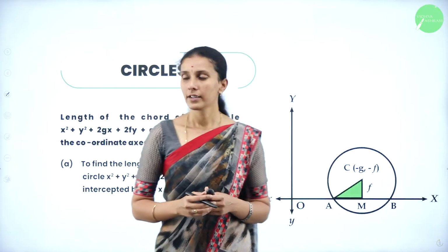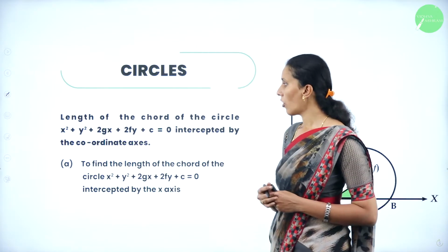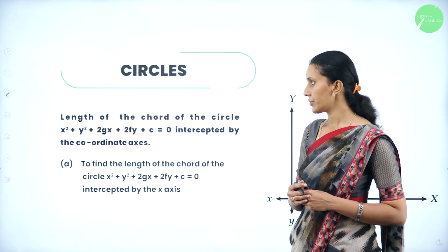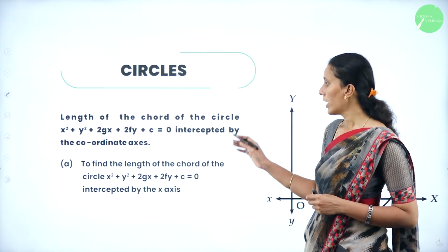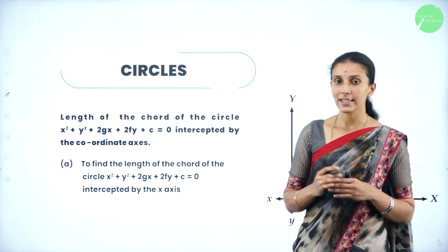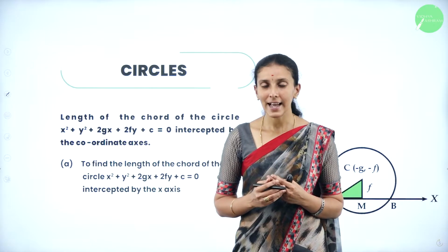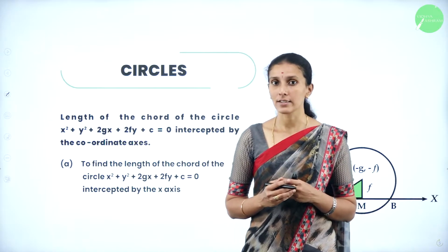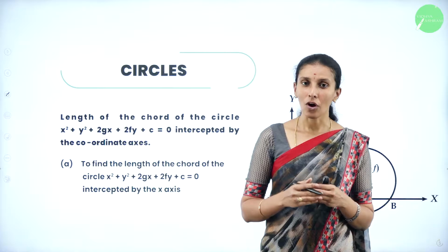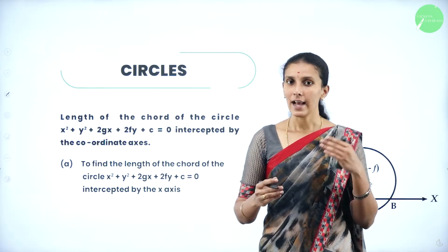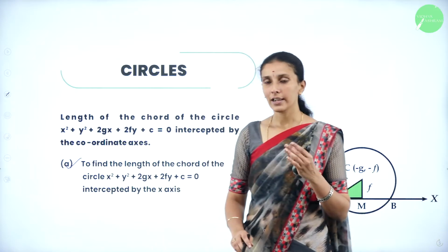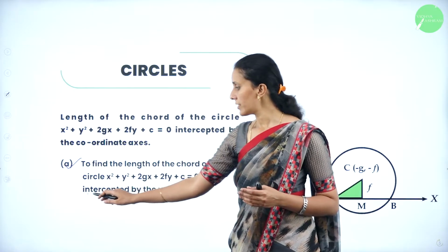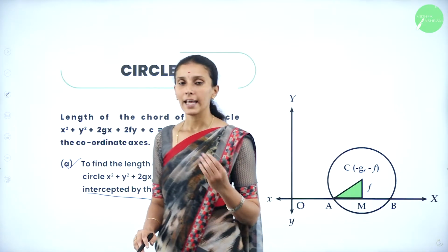So first we have the length of the chord of the circle x square plus y square plus 2gx plus 2fy plus c is equal to 0 intercepted by the coordinate axis. We have one x-axis and the other is y-axis. What happens when the length of the chord lies on the x-axis as well as y-axis? As the first case, we are considering the length of the chord which is intercepted on the x-axis.